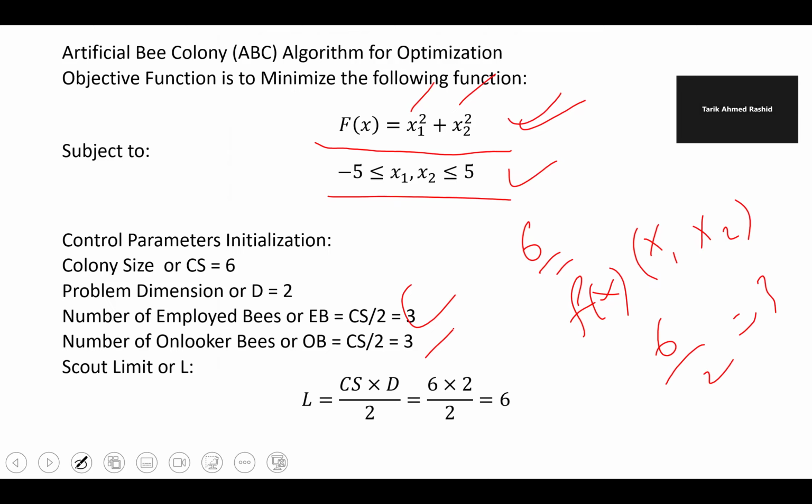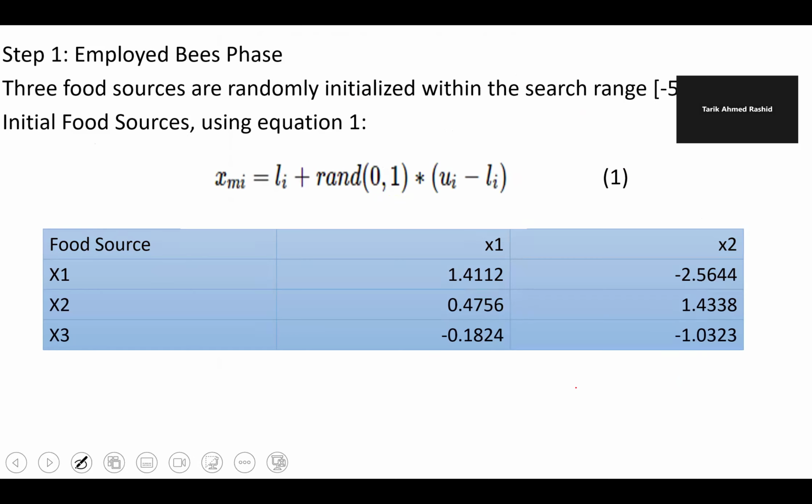And the scout limit. When the food source is not getting improved, we will get randomized new food sources or new solutions, by this formula. Limit equals CS, the colony size, multiplied by dimension D over 2, that's 6. It means that we count 6 times, and if we see the food source is not improved, then we ignore it. That's the idea.